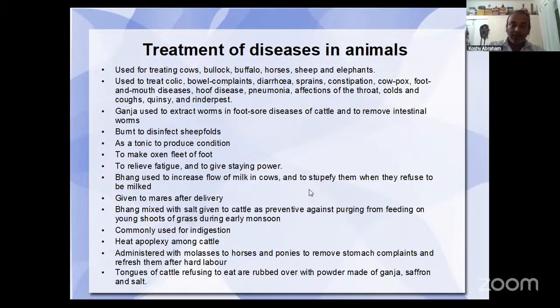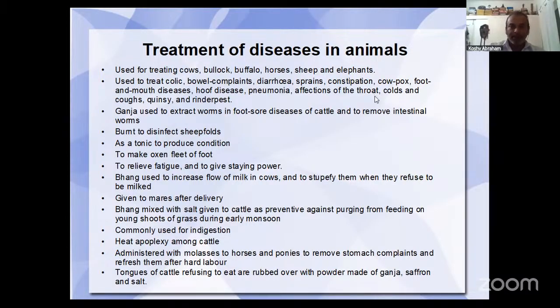We see that cannabis was used extensively for treating diseases in animals. Almost half the witnesses who responded on this question say that they have come across the usage of cannabis for animals. It was used to treat cattle, horses, sheep, elephants. Since mammalian biology has a lot of commonality across animals and humans, a lot of the conditions for which it was used for humans were also treated in animals.